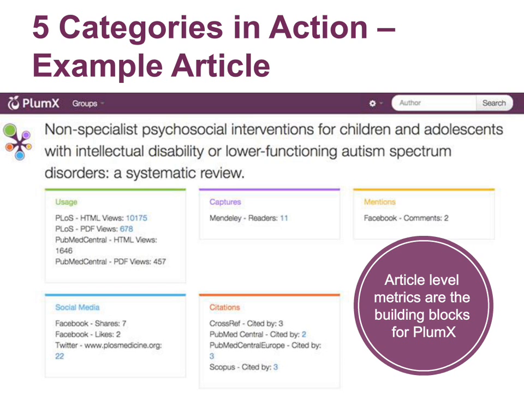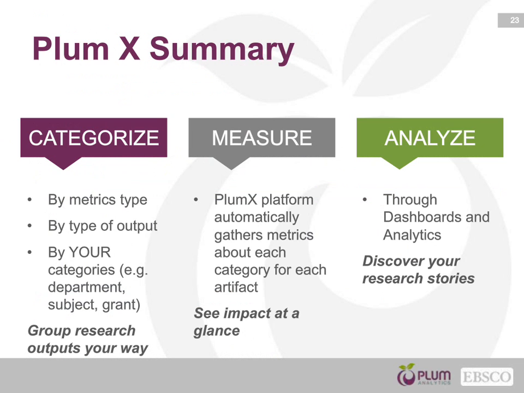And that acts as a building block for a lot of what Robin and Tim are going to show you in a little bit. So in summary, what we can do is categorize the data first: by metrics type, the 5 categories I just walked through; by type of output, like books and articles and videos; and then based on how you want to analyze it at your institution. As you're listening to Tim and Robin, pay attention to how they've chosen to categorize the data. By putting human intelligence in up front, determining how you want to look at things, you can get a lot more value out of it.